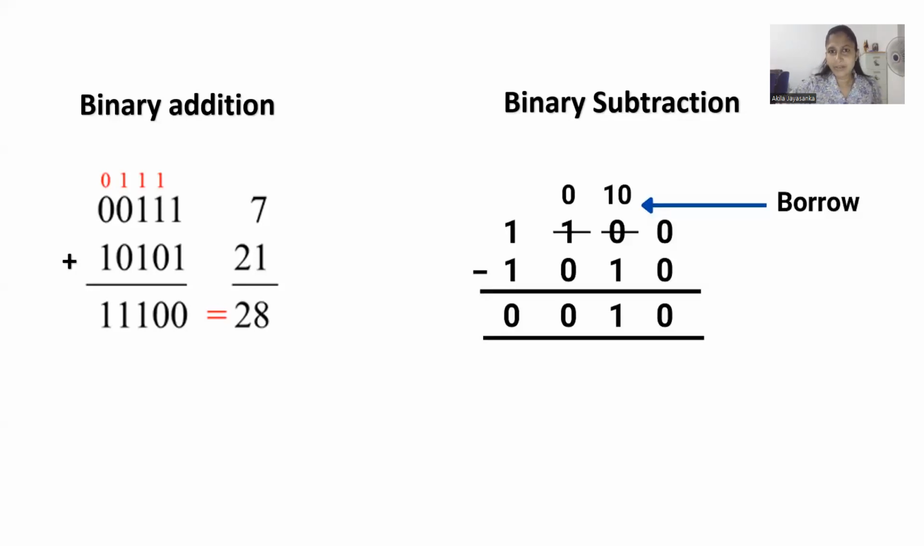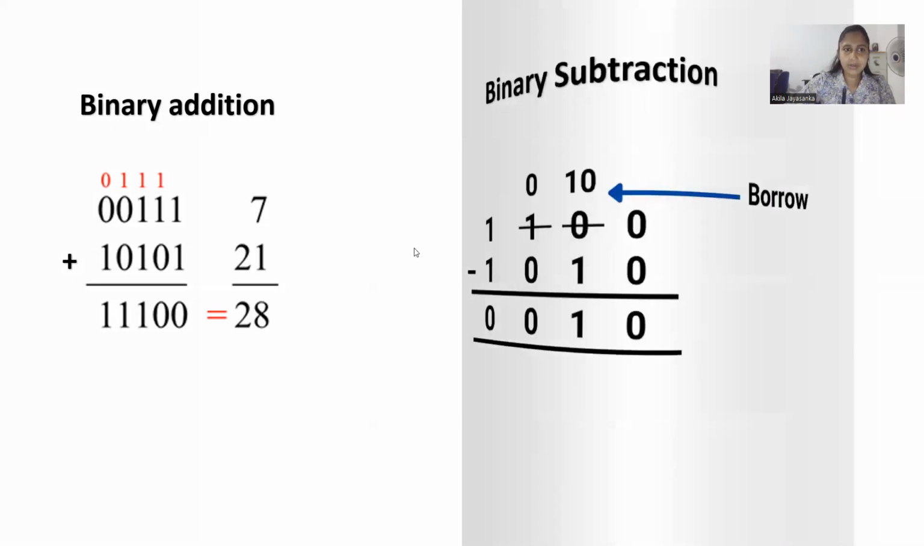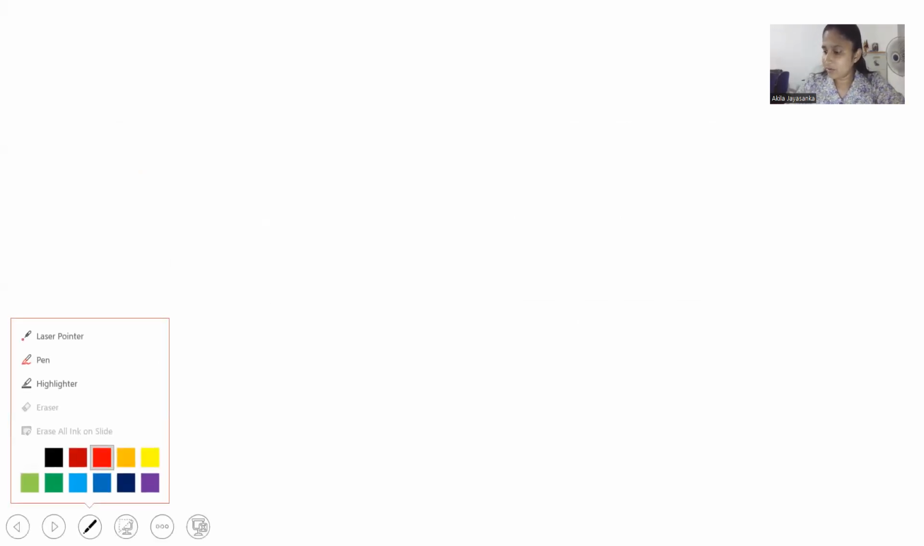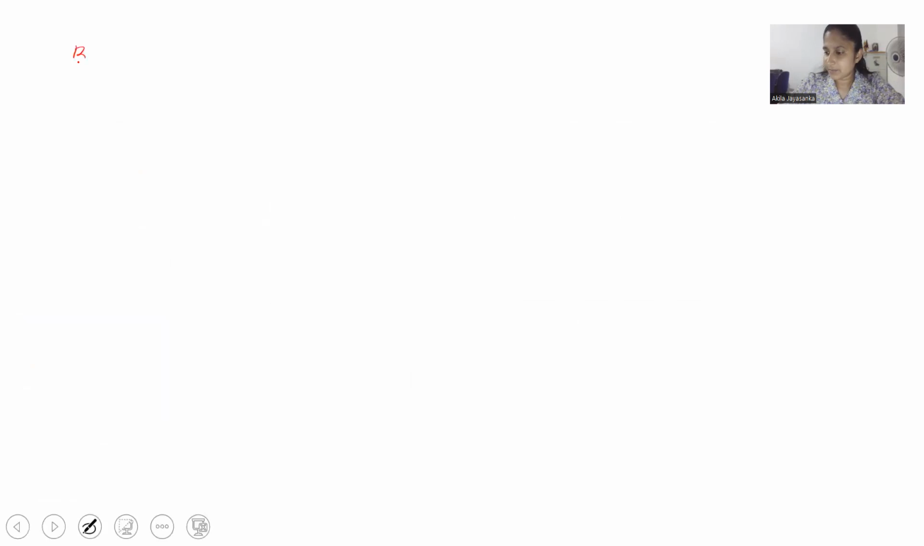Before going to explain binary addition and subtraction, let's move into that part. At that point, you can learn how to do binary addition and subtraction. First, let us know how to do the binary addition.